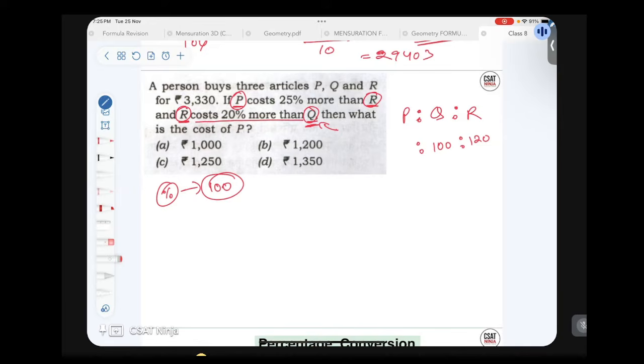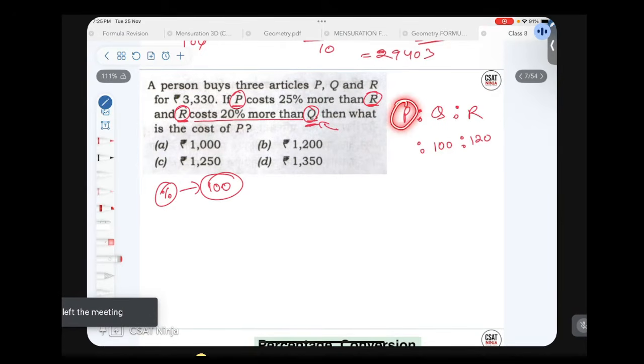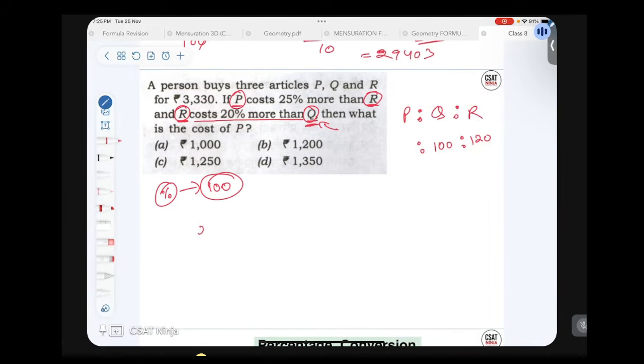But remember one thing, the twist is here. P costs 25% more than R. R here is 120, so I cannot use 125 here. Always remember this. I cannot use 125 because I am not referring P with Q. If I was referring P with Q, then this would have been 125. But since we are comparing P with R, which is 120, I'll try to find 25% of how much? 120. What will be 25% of 120?